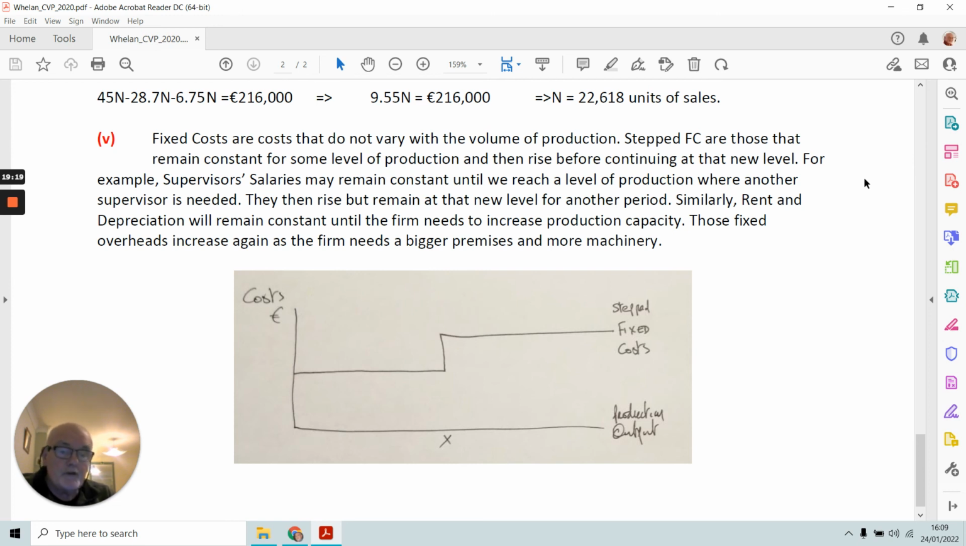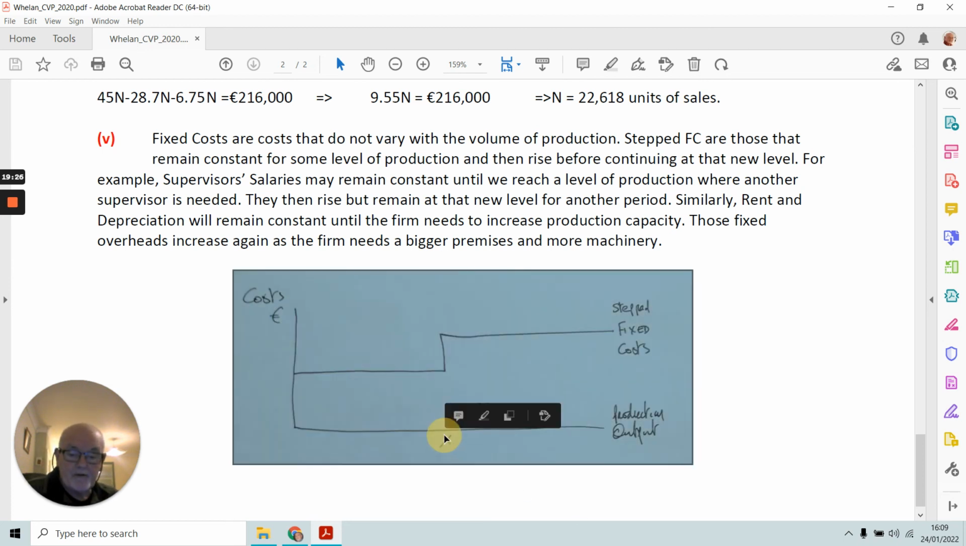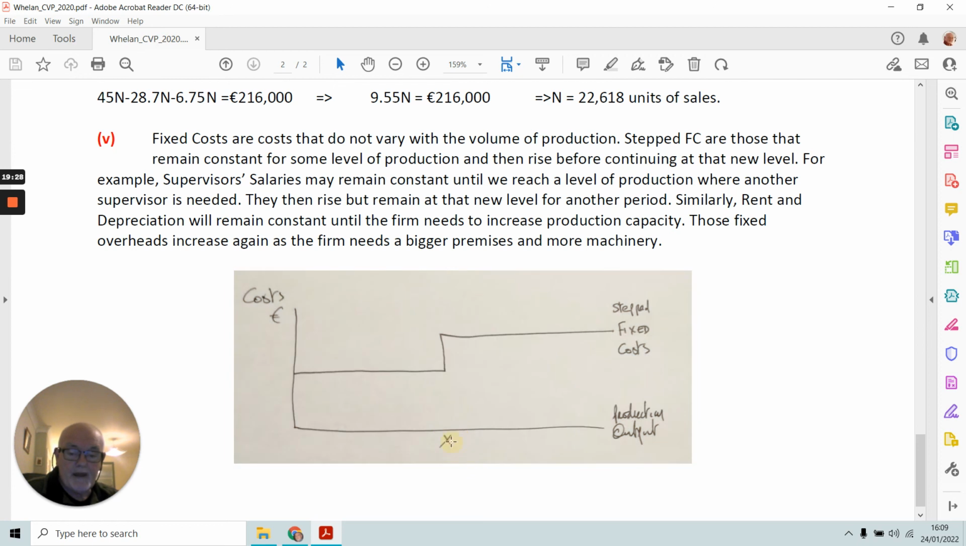However, once you reach a certain level of production and sales, in this case level X there in our graph, beyond that level of production you have more employees, so you might need an extra supervisor. Your supervisor's salary takes a step up and then continues along at that new high level for a period of time.